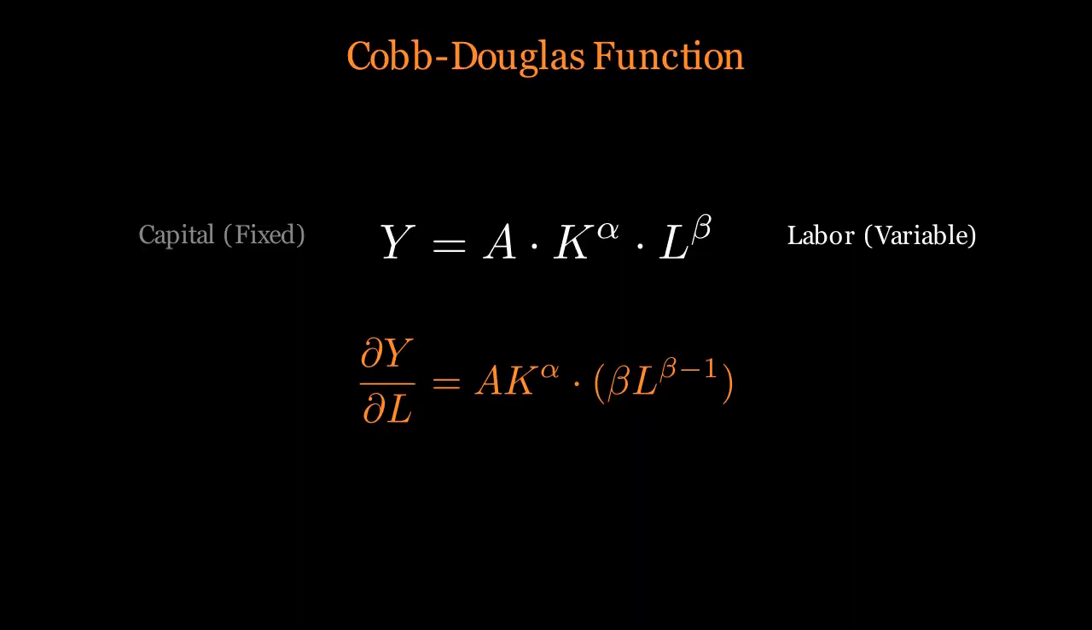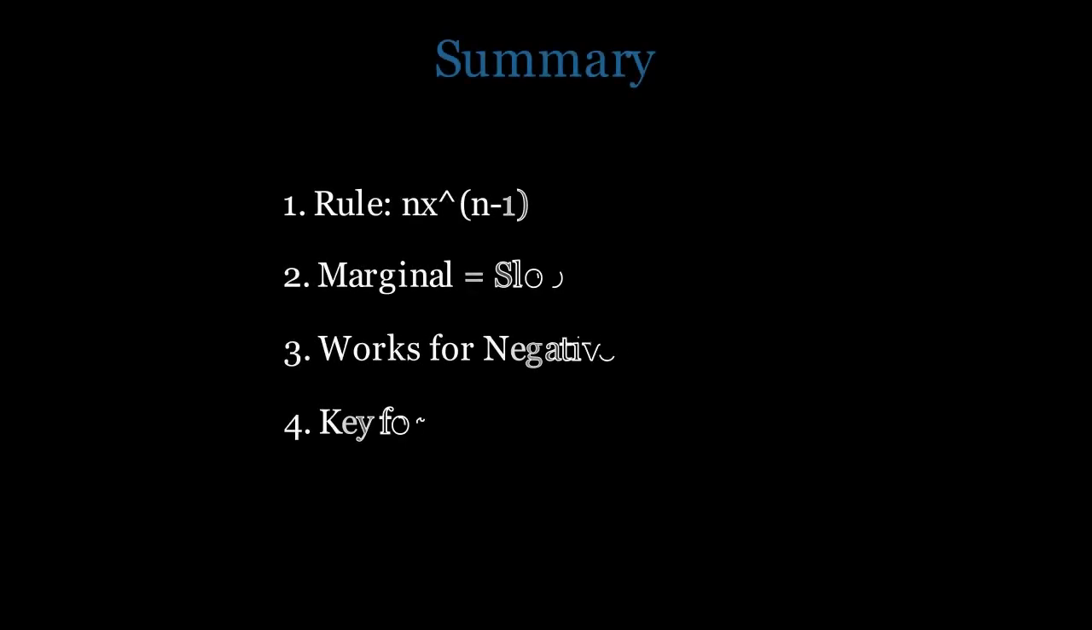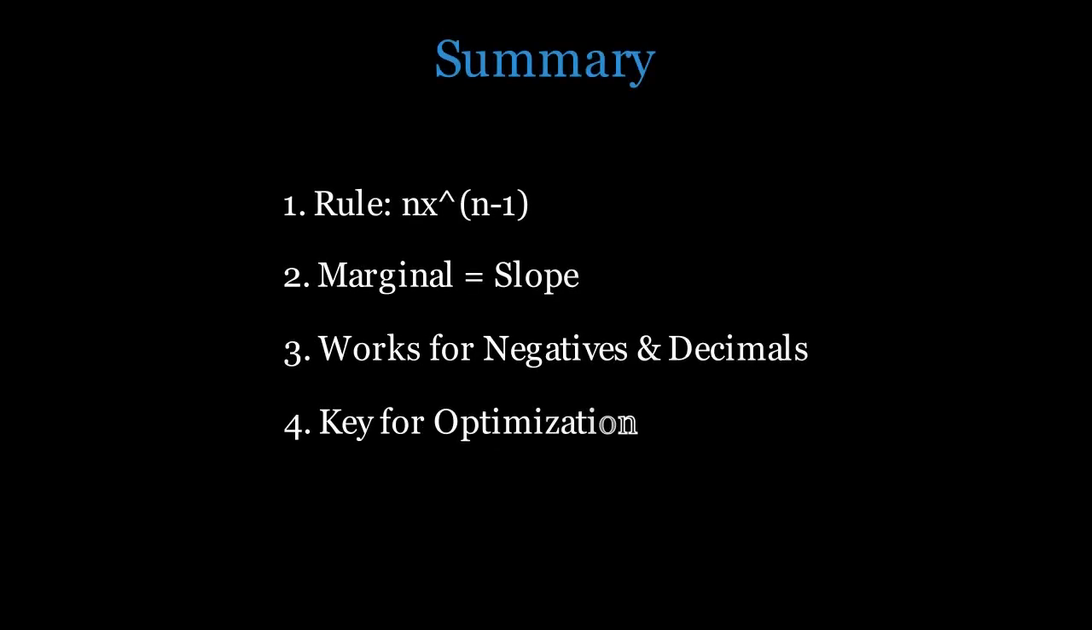In summary, the power rule, d/dx of x^n = n times x^(n-1), is the engine behind optimization in economics. From individual consumers to global conglomerates, calculating the rate of change is the key to making rational, data-driven decisions. Master the math, and you master the logic of the economy.